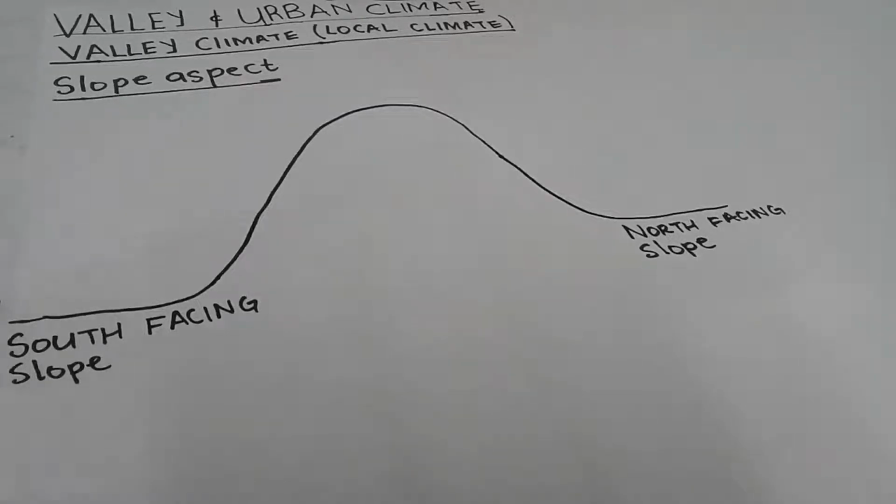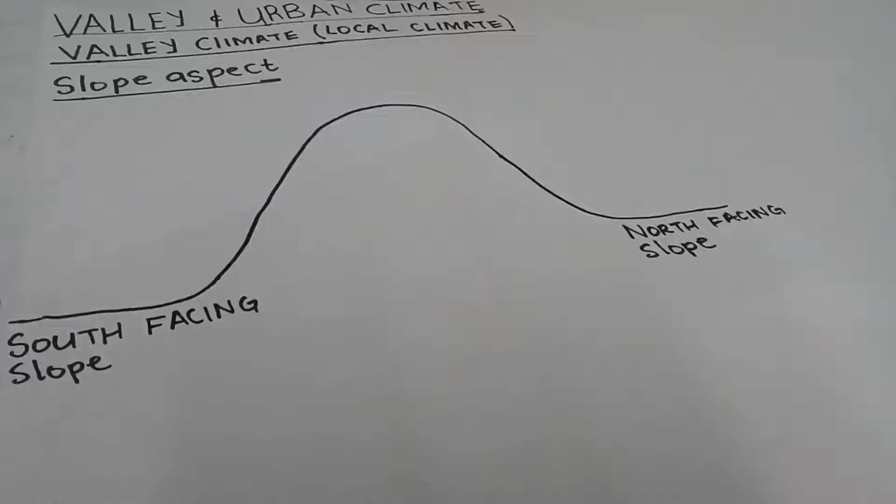Today, we're going to be discussing a lesson topic under climatology, valley and urban climate. Let's break it down again. Valley climate, which is a local climate. And lastly, breaking down, it's slope aspect.